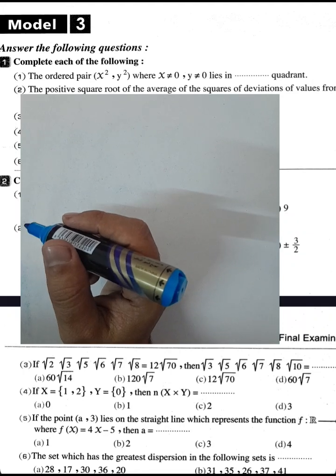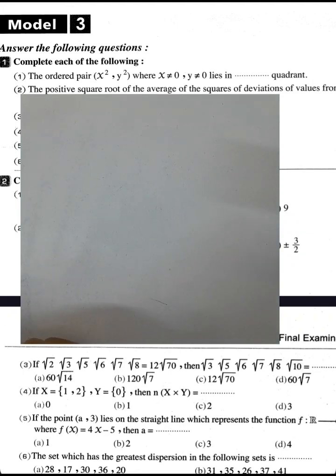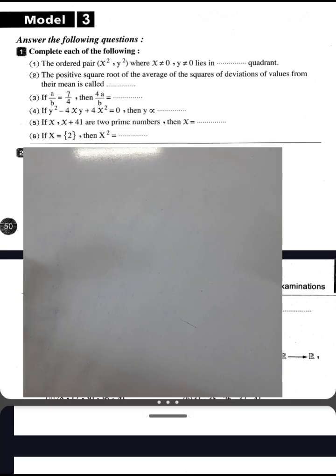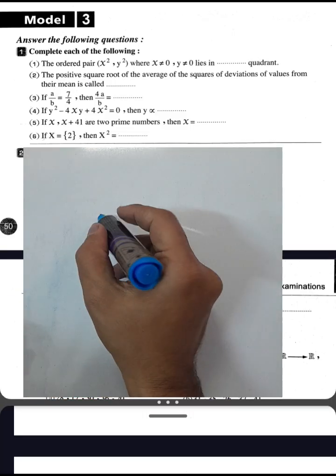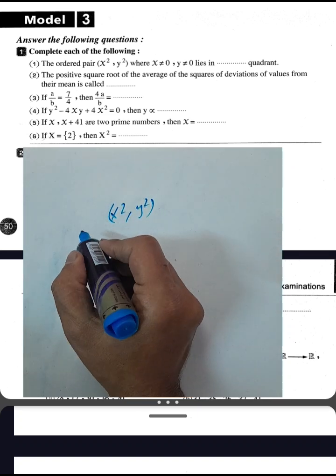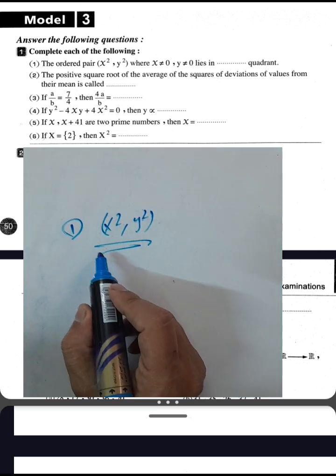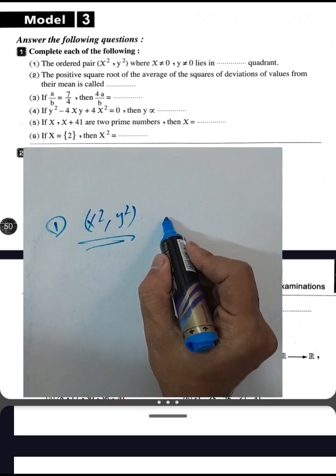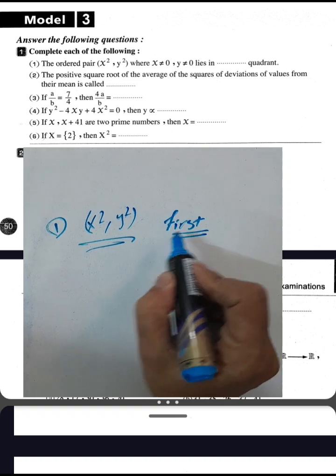Number 3. Question number 1. Complete the following questions. X power 2 and y power 2 lies in the first quadrant. Okay, first quadrant, positive and positive. Write first in the space.